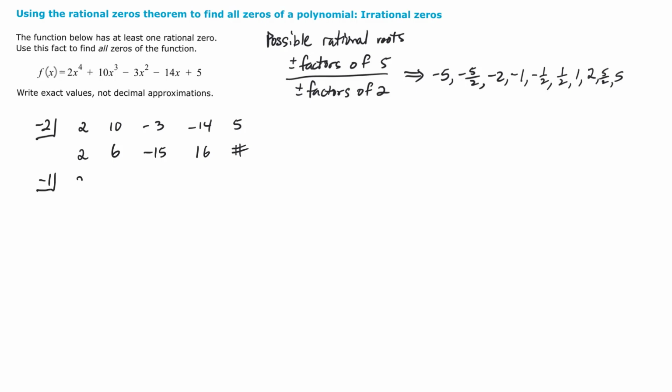Why don't we try -1? Bring down the 2. Multiply and add. 8. -11. -3. And we have an 8 here. That's once again no good. Let's try something else. We could try 2, I guess. 2, 14. 28 plus 3, 25. Oh, this is getting pretty big. 36. That's no good.